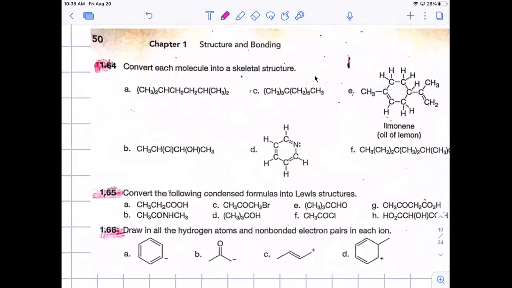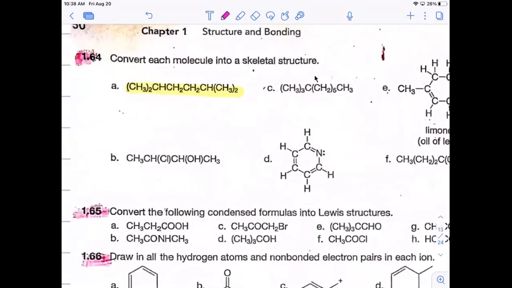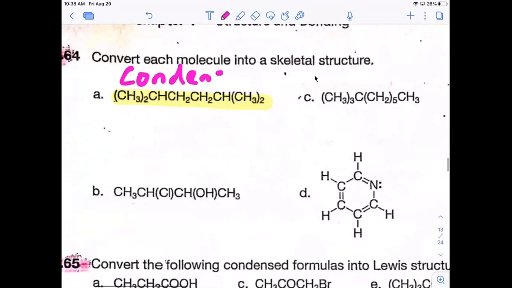So let's look at A, where it says convert each molecule into a skeletal structure. Now it's important to understand, with A, what you have shown in A is the condensed form. This is condensed. See how all the carbons are shown with the hydrogens, just with the simple subscript next to them, right? So what we're going to do is expand this example. We're going to do both the Lewis, and then we're going to convert it into the skeletal form. All right, so let's do that.